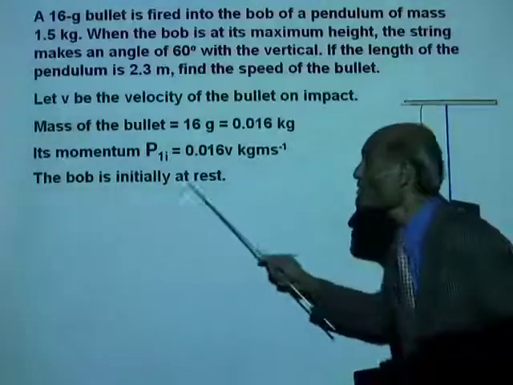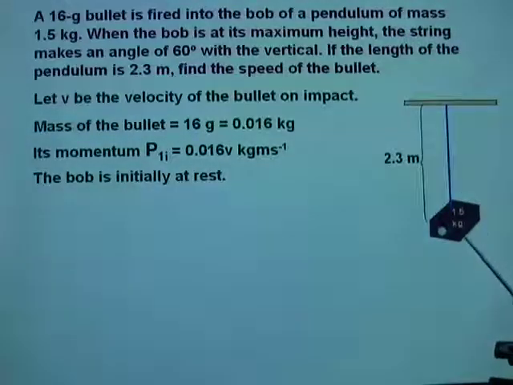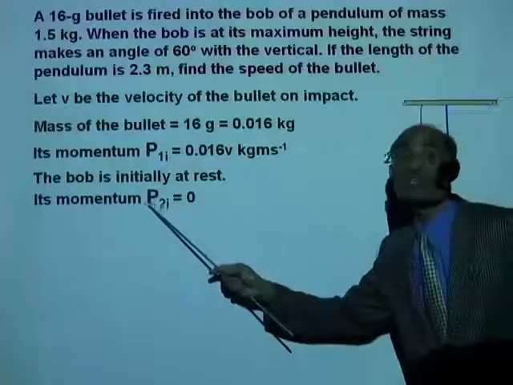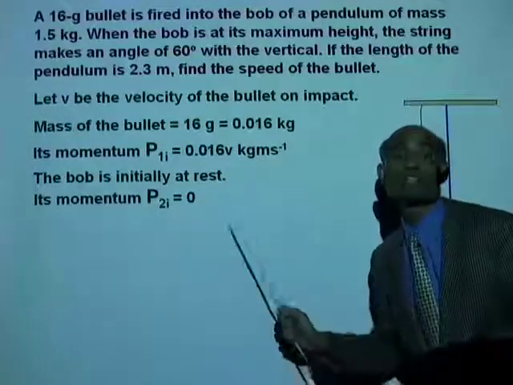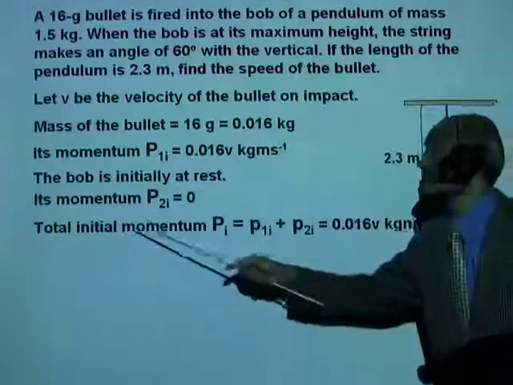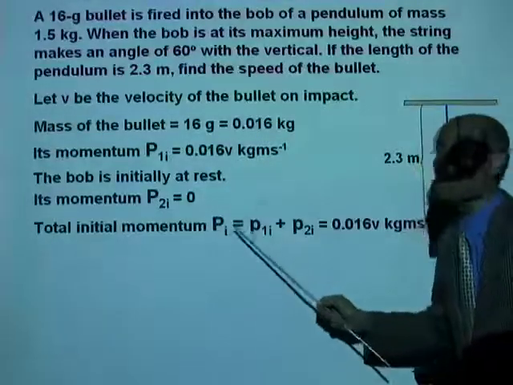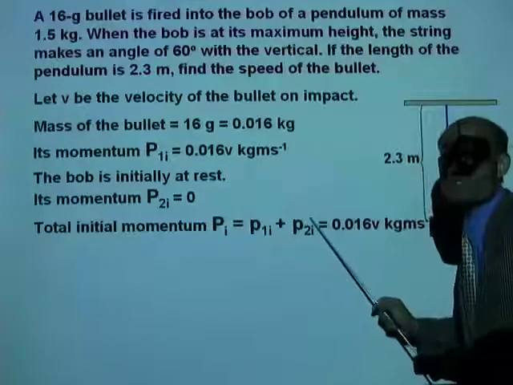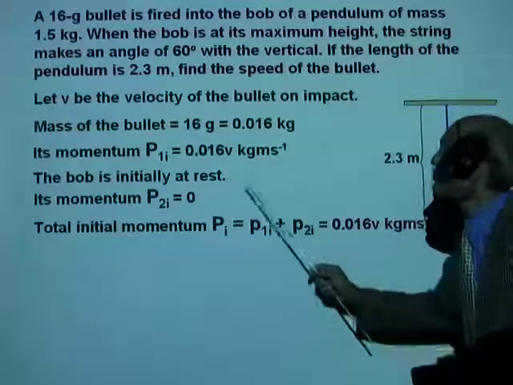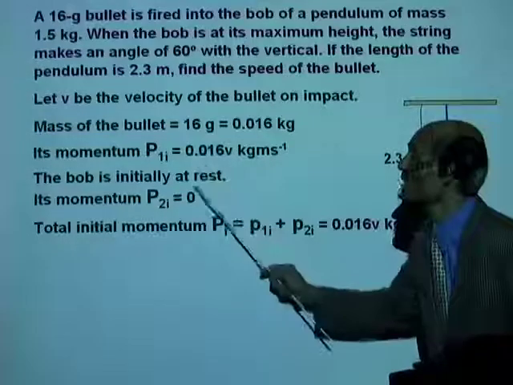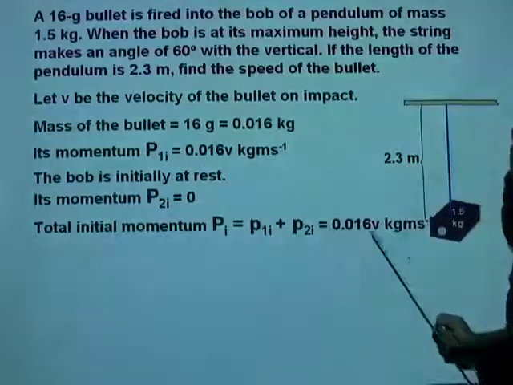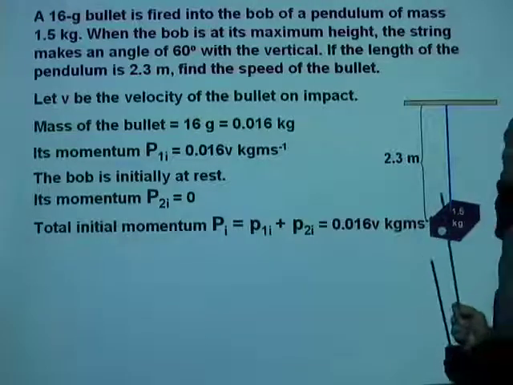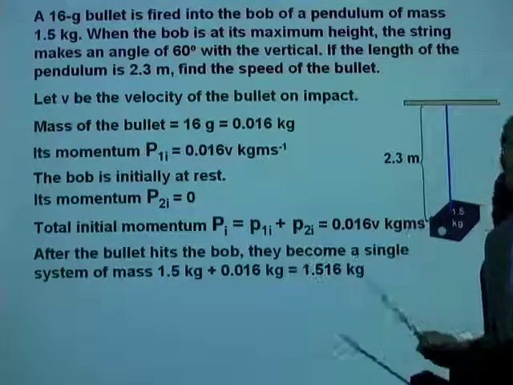Now the bob initially is at rest. The pendulum is initially at rest. Therefore its momentum initially is 0. The total momentum Pi is momentum of the ball plus the momentum of the pendulum bob, which is this quantity plus 0. That is 0.016 v kilogram meter per second.